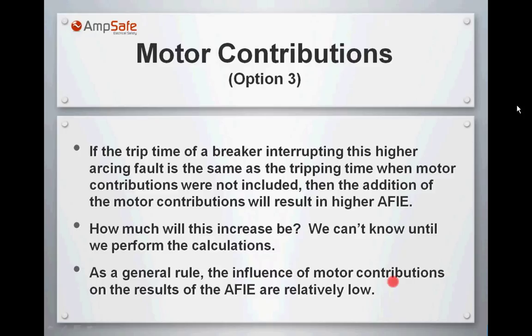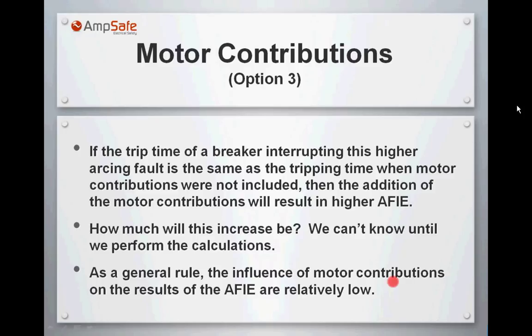So the time will not change, but you are having higher arcing currents due to the contribution. Why is the time going to be the same? Because when you're in the instantaneous region, no matter what the current is, the breaker is going to take the same time to open. So the time is the same with the lower arcing current as with the higher arcing current, which includes the motor contribution, and therefore, since now you have a higher current and the time remains the same, you're going to have a higher ArcFlash incident energy.